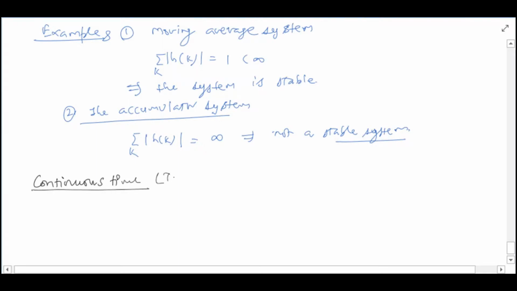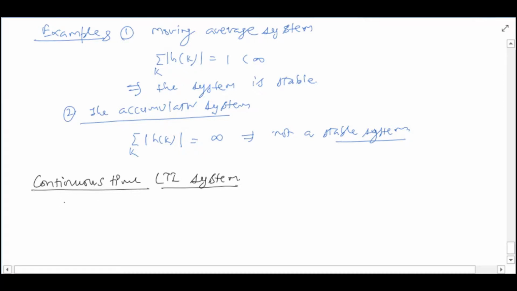Continuous time LTI systems. As stated before, a continuous time system is linear time invariant if it is both linear and time invariant. Let us focus on the following signal, which is called the pulse signal, which will help us define the convolution integral.